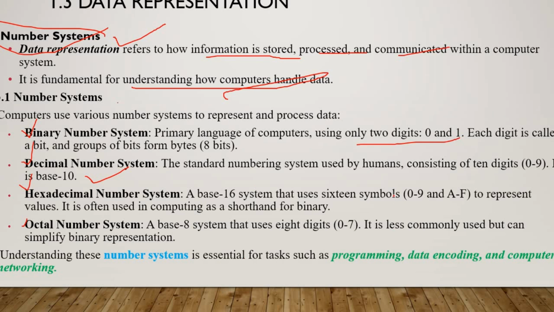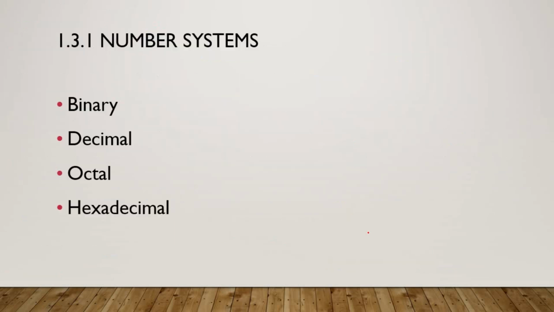So this represents the data. It is often used in computing as a shorthand for binary. So whatever these are, another description or equivalence, otherwise the computer still understands the binary format. Then octal, which is base 8, that constitutes from 0 to 7. It is less commonly used but can simplify binary representation. So understanding this number system is essential for tasks such as programming, data encoding, and computer networking in general.